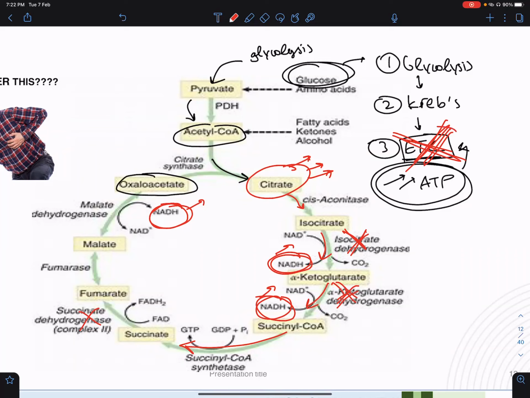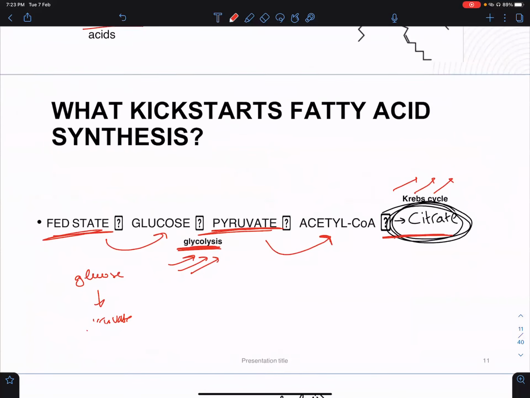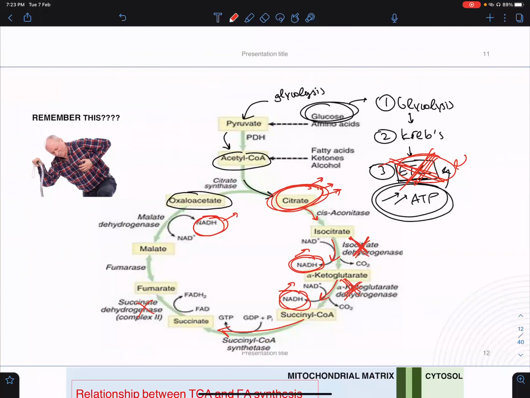If you're slowing down this chain, the NADH accumulates because the NADH was supposed to go to the electron transport chain. Now it can't go there because it's slowed down. So accumulation of these is going to inhibit the enzymes of the Krebs cycle, leading to the accumulation of citrate. This accumulation of citrate is what kickstarts fatty acid synthesis. Is this part clear? Or do you guys need me to go over it again?